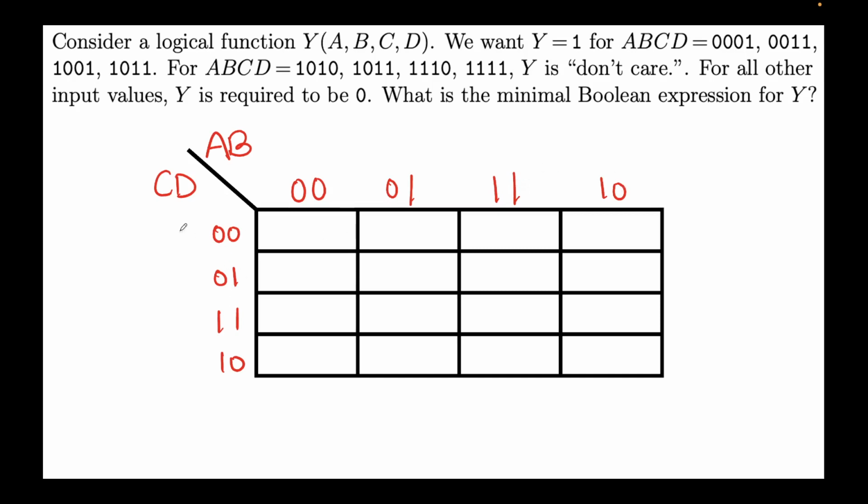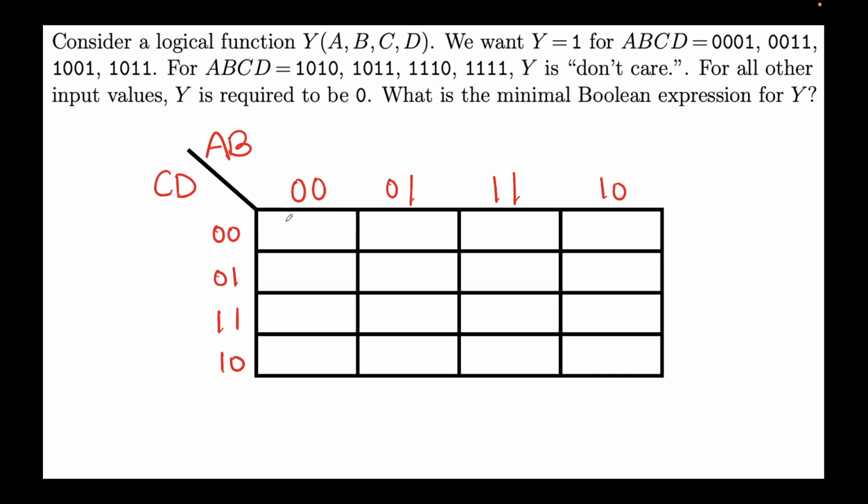Similarly, on these rows, in the first row the value of CD is 00. In the second row, you don't change the value of C, you just change the value of D from 0 to 1. From the second to the third row, you don't change the value of D, you just change the value of C from 0 to 1. And finally, from row 3 to row 4, you don't change the value of C, you just change the value of D. So you can clearly see this corner corresponds to the input 0000.